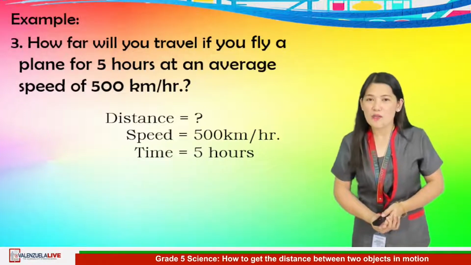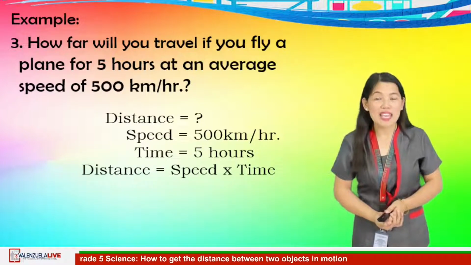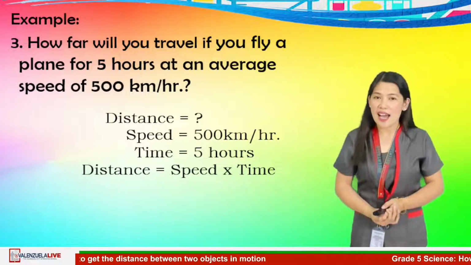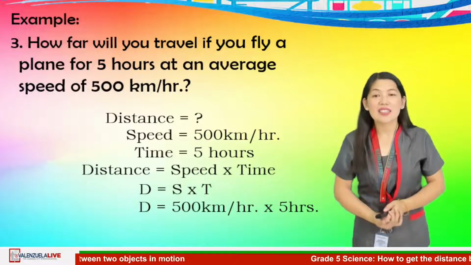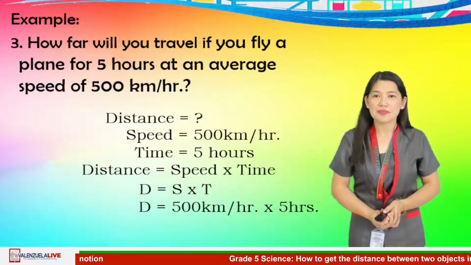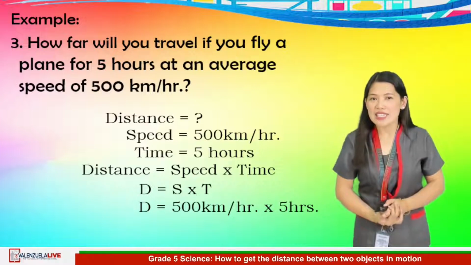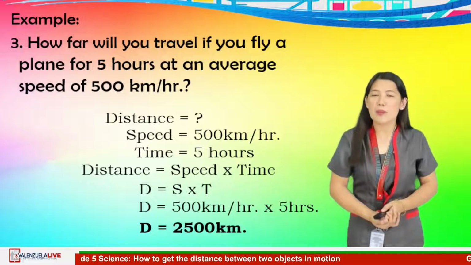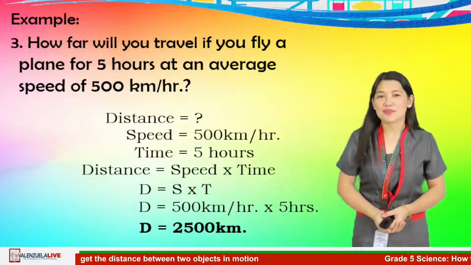What is the formula for distance? Distance is equals to speed times time. Let us solve again using the given. 500 kilometers per hour times 5 hours. What is your answer? The answer is distance is equals to 2,500 kilometers. Who got the correct answer?